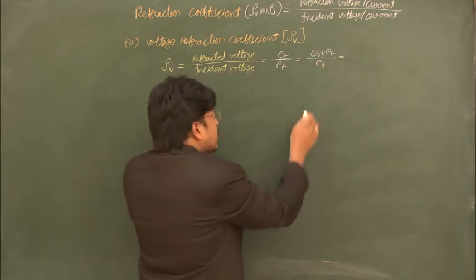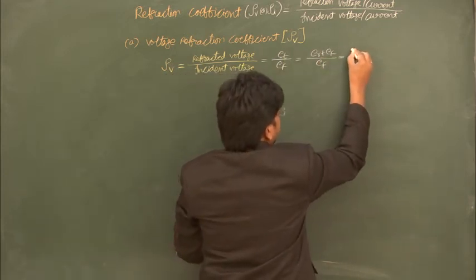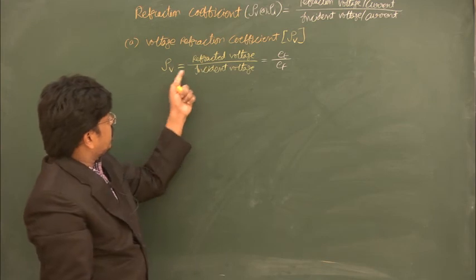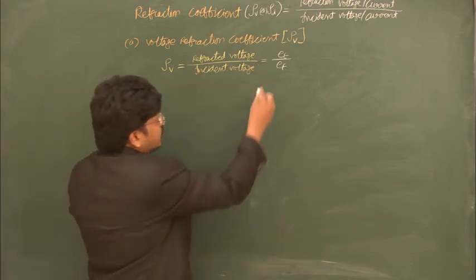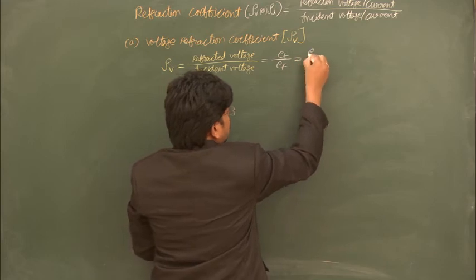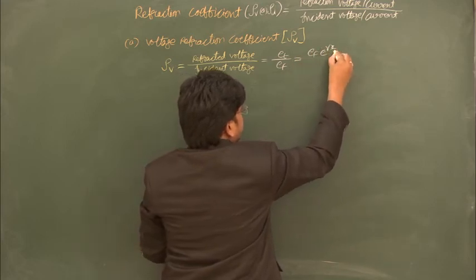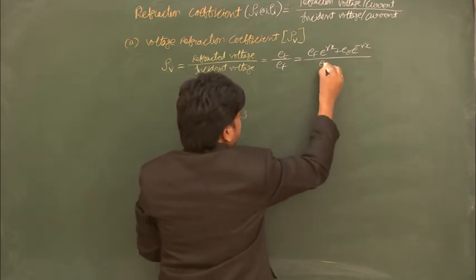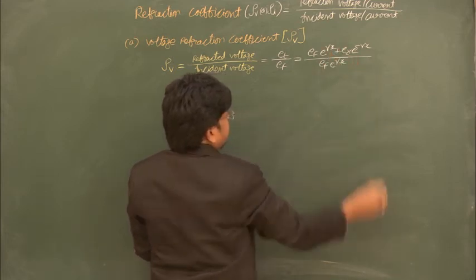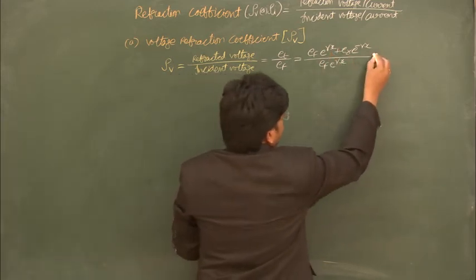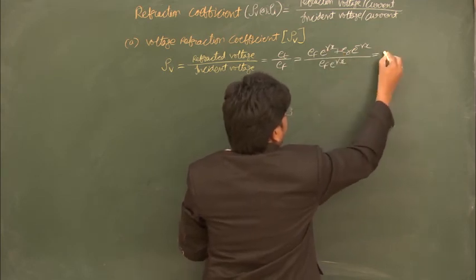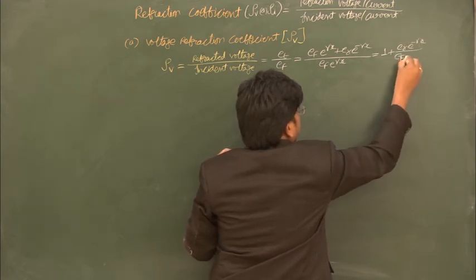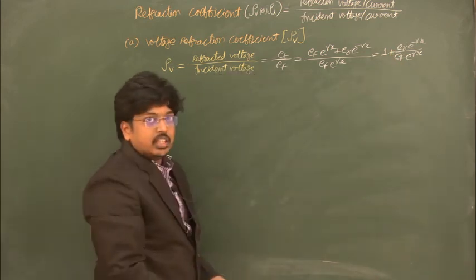Now substitute the value of ET in the full expression for the refracted voltage ET by EF. ET equivalent to EF into e power gamma x plus ER into e power minus gamma x, divided by EF into e power gamma x. This is the reflected wave. So if we substitute the value, we will get EF, 1 plus ER into e power minus gamma x by EF into e power gamma x. Right?